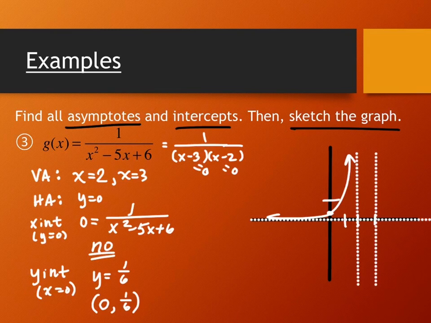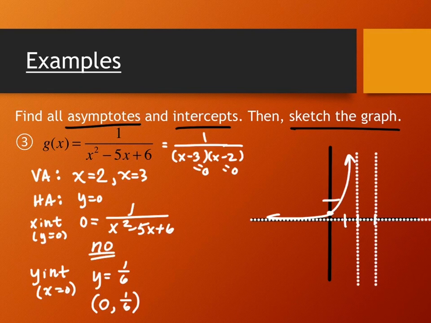Now, there are two more parts of this graph that we have to do, and the reason I know there are two is because these vertical asymptotes split the graph into 3 separate sections. One section comes before x equals 2. One is between the two of them, between x equals 2 and x equals 3. And the other one is after x equals 3. So there will be 3 distinctly different pieces of this graph, and we've graphed one of them.